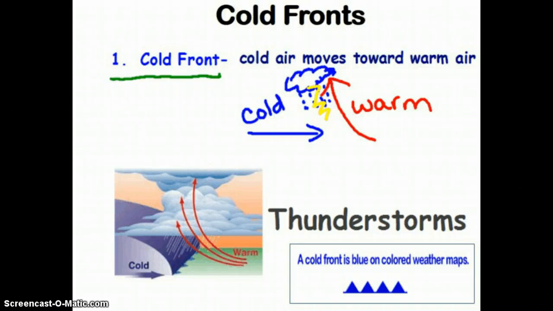If the rising air is humid enough, the water vapor it contains will condense into clouds and precipitation may fall. As the cold front moves, warm, moist, unstable air is usually replaced by cold, dry, stable air.